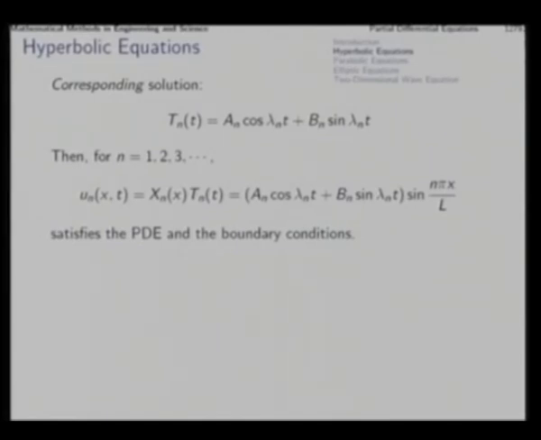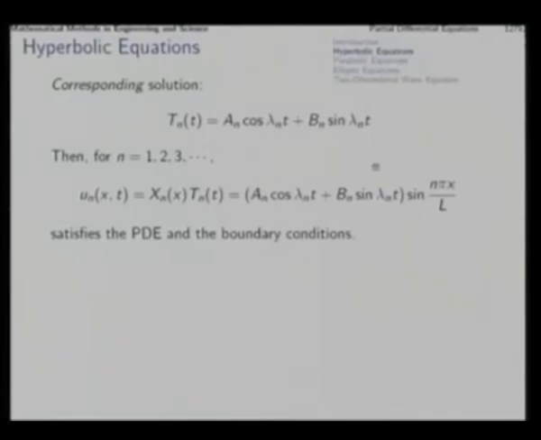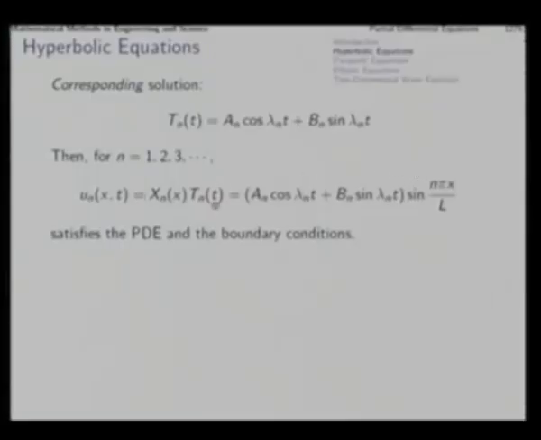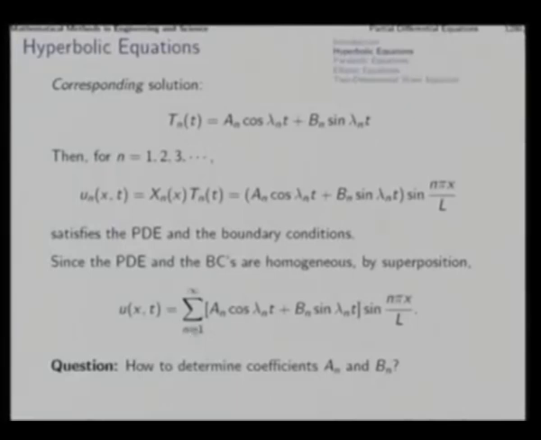However, each of them independently is unlikely to satisfy the initial conditions, and therefore, it is important to form the complete solution, which will be the sum of a linear combination of all such solutions. And as we sum them up, this is a homogeneous equation. So, if individually these are solutions of the differential equation, then a linear combination will also be a solution of the differential equation. So, we frame the complete solution for all n's.